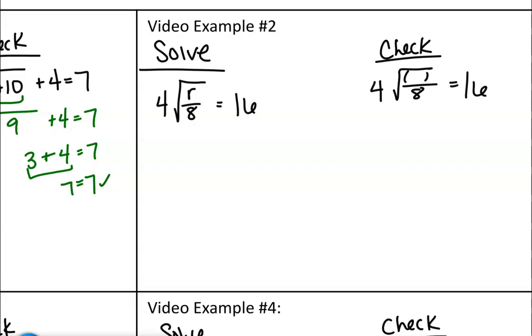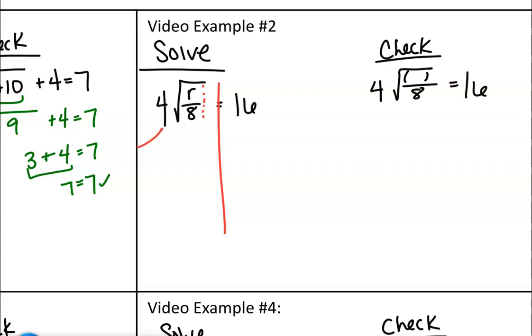All right, let's take a look at this next one. Inside of our radical, we have r divided by 8. But on the outside, we have 4 over here. And notice there's no plus sign, no minus, and no fraction or division, right? So that leaves only one operation left. The one operation that we can get away with not writing would be multiplication.